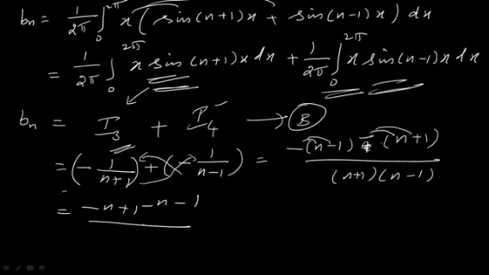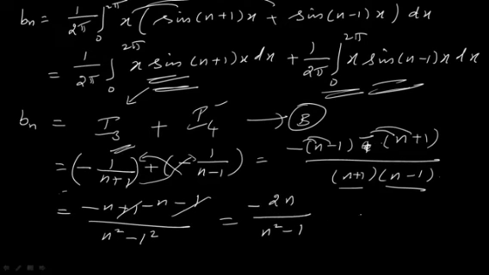Okay, here minus n minus 1 divided by, this is of the form a plus b product a minus b. A plus b into a minus b is a square minus b square, that is n square minus 1 square. What happens here? Plus 1 and minus 1 being cancelled. So you get minus 2n divided by n square minus 1. So we get the value of bn is equal to minus 2n divided by n square minus 1.